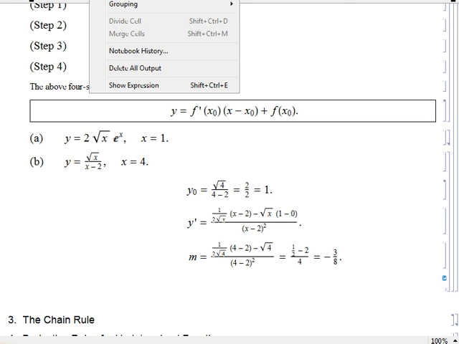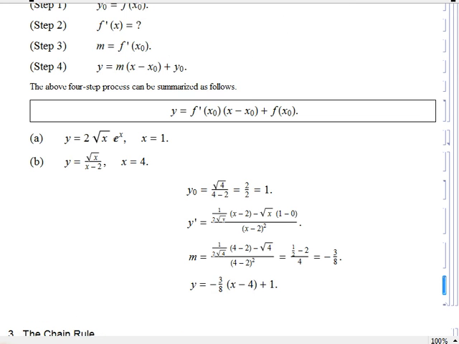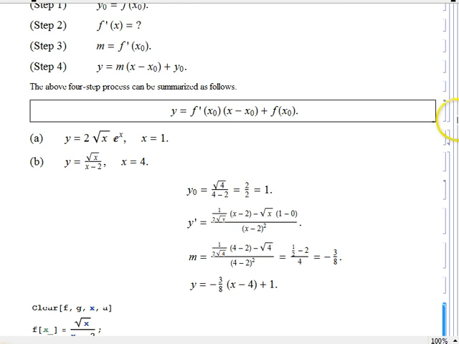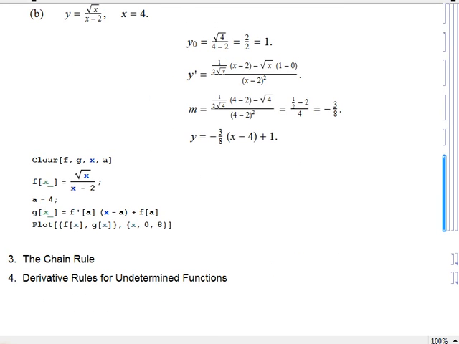We are ready to plug everything back into the point-slope equation of the line. Here it is. That's going to be the final answer. And of course, if you want the slope-intercept equation, you can break it up and get y equals mx plus b form. I'll leave that to you.